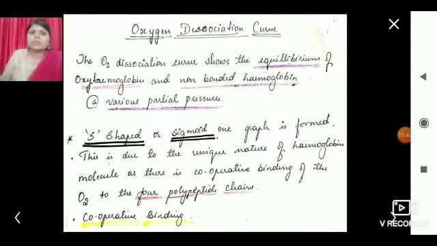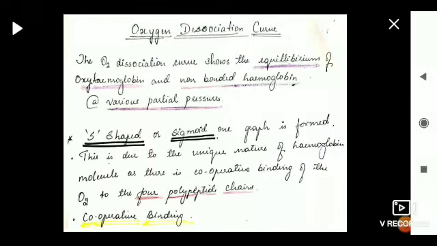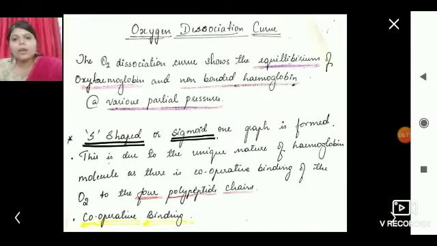So here are the oxygen dissociation curves, which show us how exactly the equilibrium of the oxyhemoglobin and the unbound hemoglobin behaves at various partial pressures. The dissociation curve is nothing but this: when the partial pressure of oxygen is like that in the region of the alveoli, the hemoglobin molecules bind large amounts of oxygen to form oxyhemoglobin, and the hemoglobin becomes fully saturated.